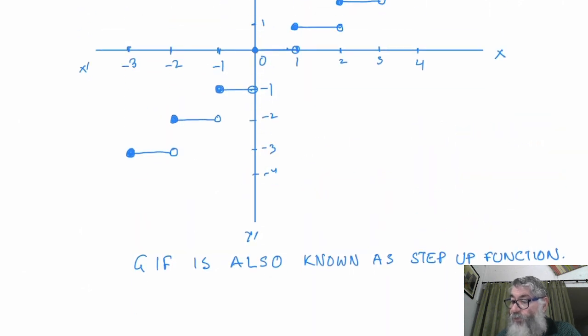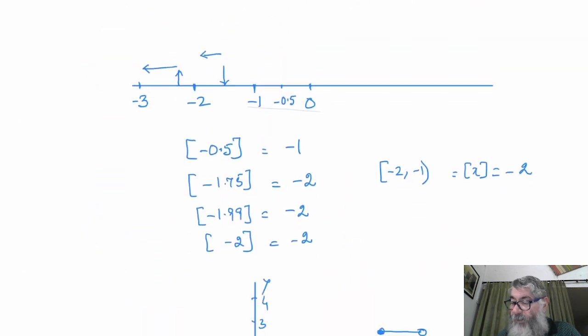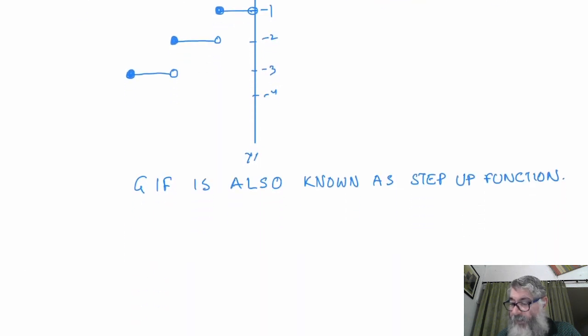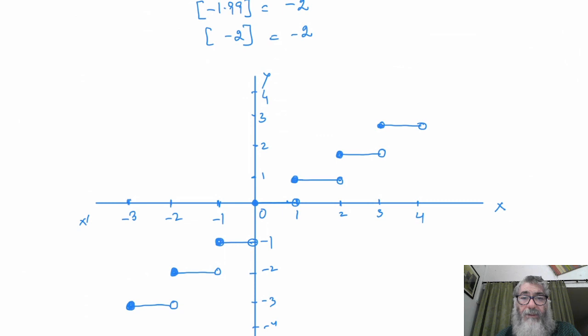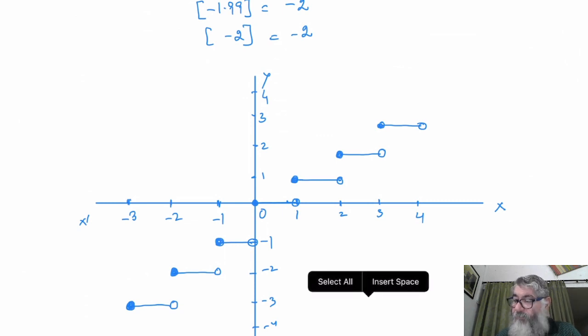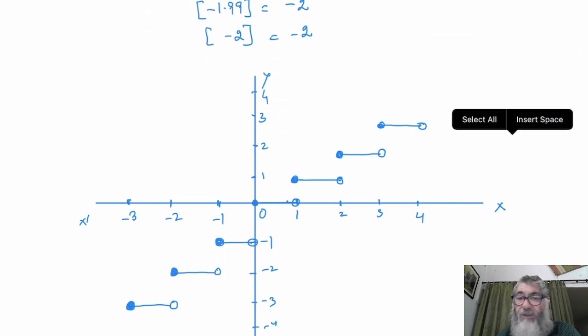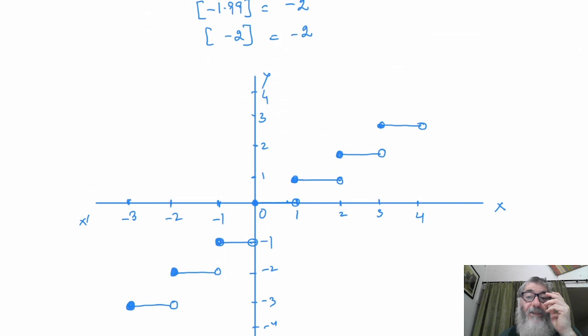I have shown you the graph also. It's a broken graph. It's not a continuous graph. It is not differentiable. This function is not differentiable. It is not continuous because there is a break in this graph. So it is not differentiable.